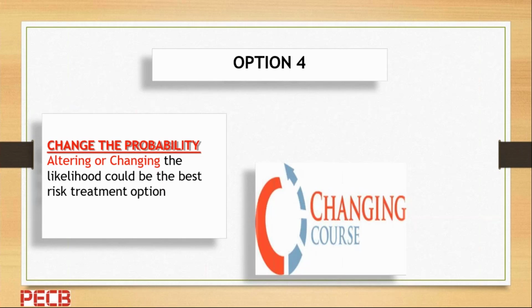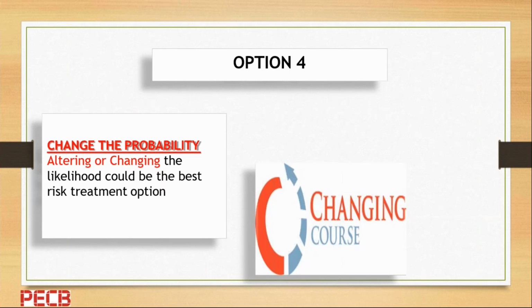It is like you're going on a journey, and midway you discover that the route you are on is not leading to your destination. Then you decide to change the course. So changing the probability is actually altering the frequency in which the risk event would occur. So one of the ways you modify the risk is to change the frequency.